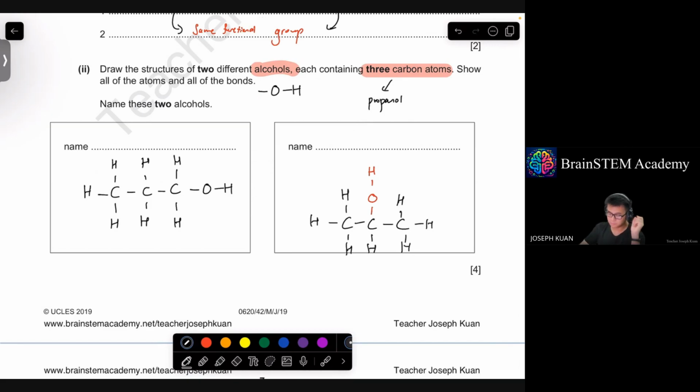Let me double check the answer real quick. Yep, that's how we draw it. Remember, carbon is a group 4 element, it must have 4 lines. Oxygen is a group 6 element, it must have 2 lines. Hydrogen is a group 1 element, which means it must have 1 line only. So the names individually are propan-1-ol and propan-2-ol respectively, where the number represents the location of the functional group.